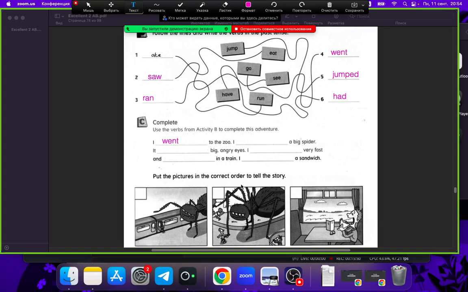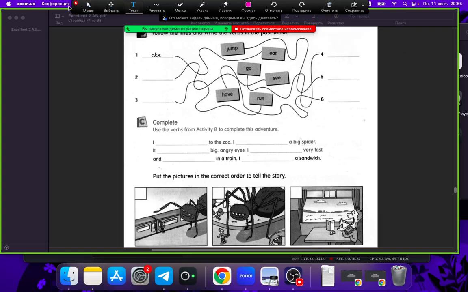So I went to the zoo and I saw a big spider. It was big. It had big angry eyes. I ran very fast and jumped in a train, because I was afraid of that big spider. And I ate a sandwich. So this is the situation. This is the story. And below, under that story, we can see several pictures. So now we can put them in order.